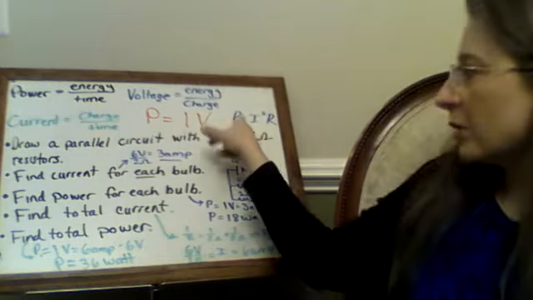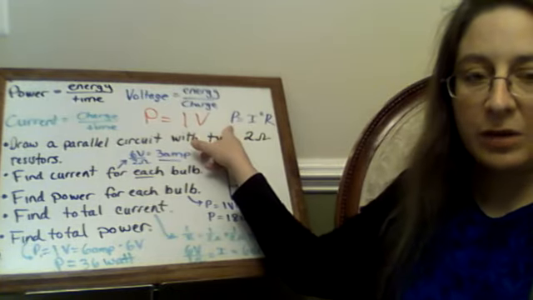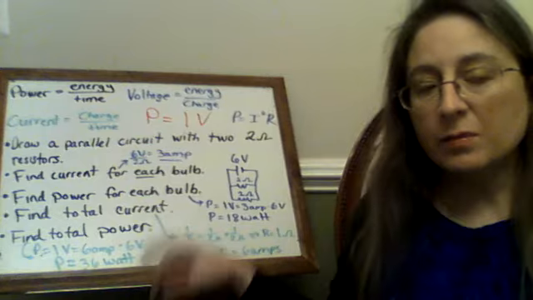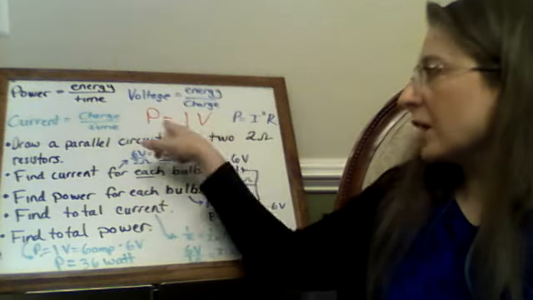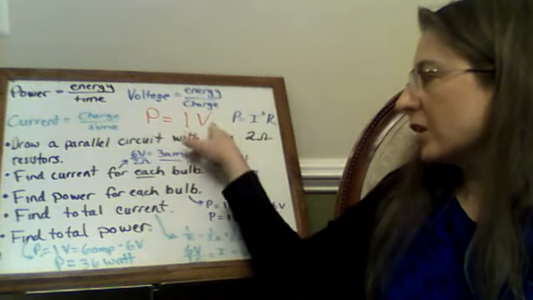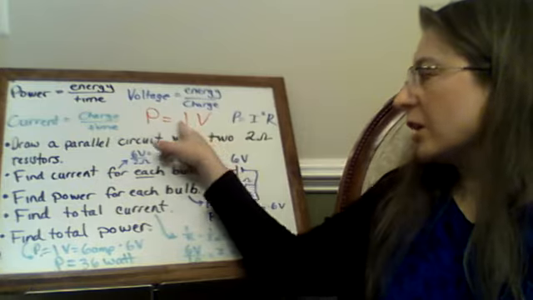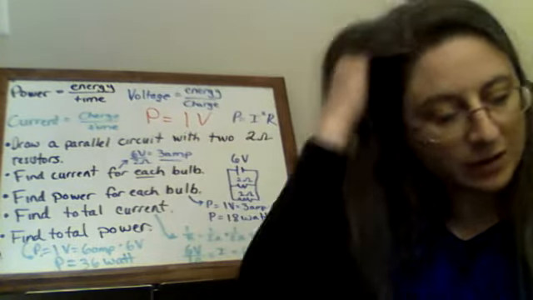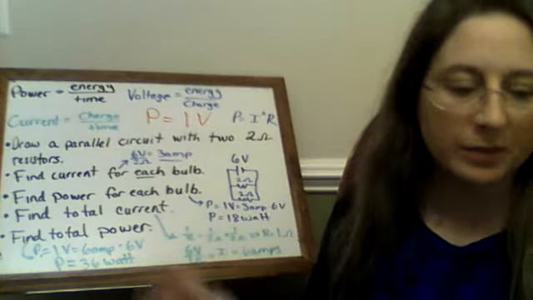Also, we have another equation that you want to know. P equals I squared R. So if you use Ohm's law, V equals IR, and P equals IV, you cancel those V's. That's how you end up with I squared R for power. You can derive that with Ohm's law and P equals IV.